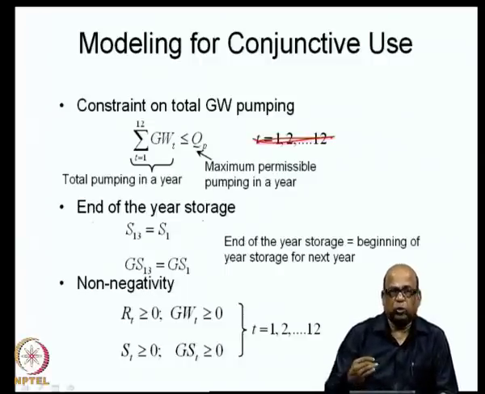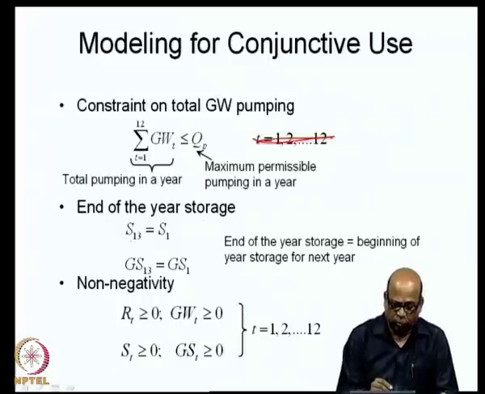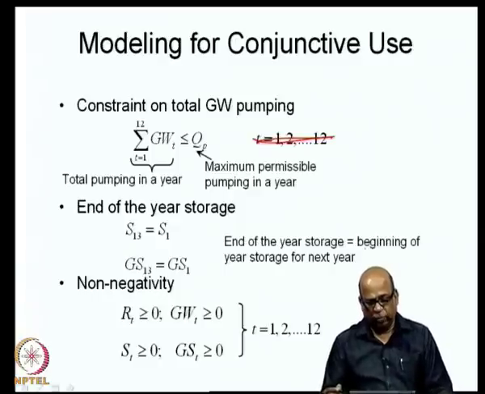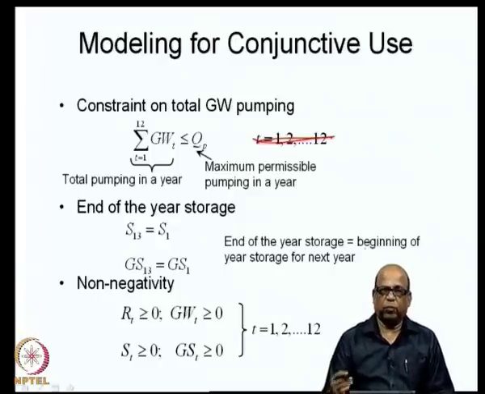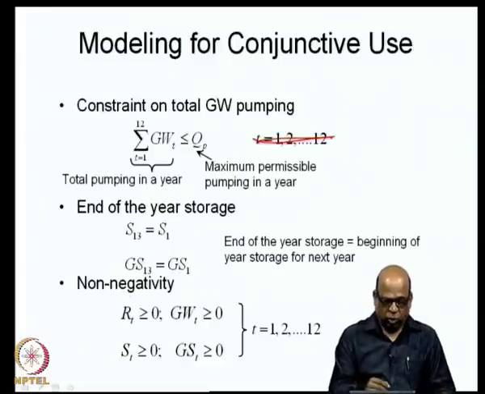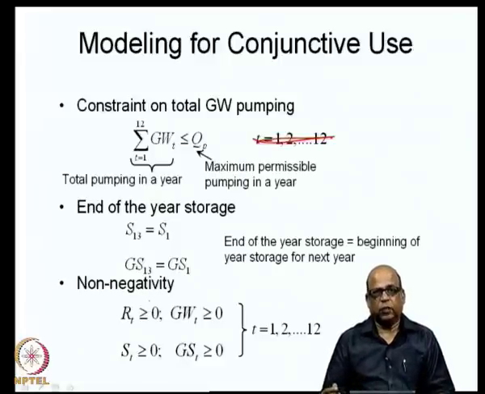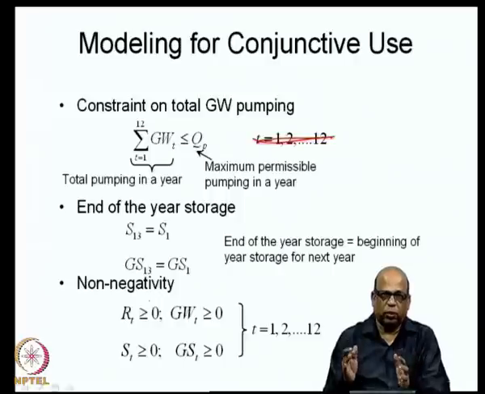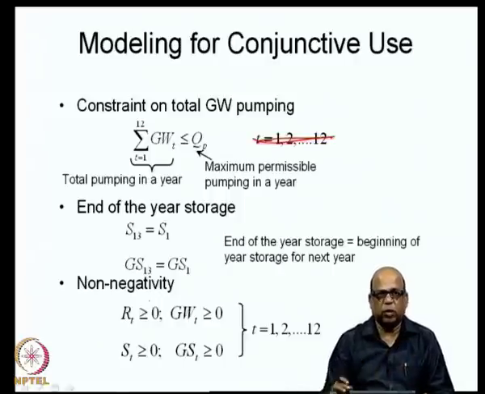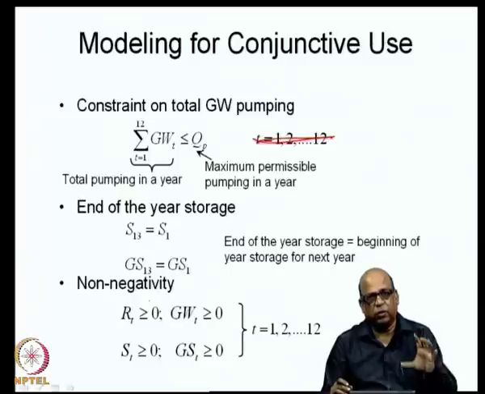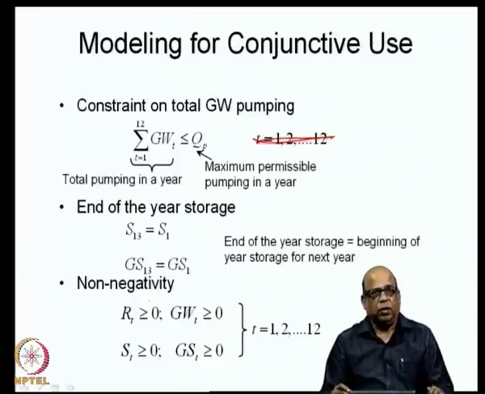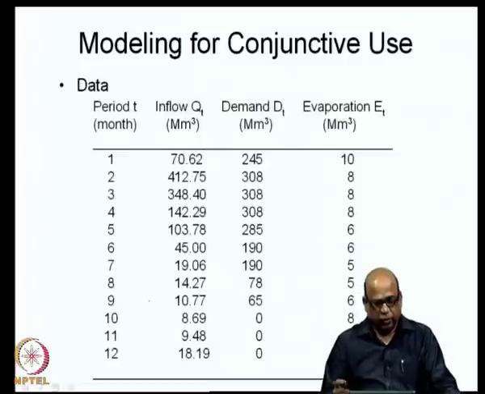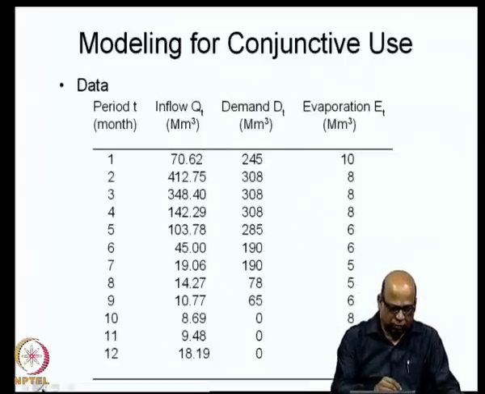And then because you are doing it in a deterministic sense, you will put S13 is equal to S1 and GS13 is equal to GS1 to indicate that end of the period storage is equal to beginning of the storage for next year. And then you also add the non-negativity conditions. So, this is the complete model, although a very simple model. I keep repeating simple because it is all lumped. Groundwater aquifer is lumped, irrigated area is lumped, surface water reservoir including the canal networks, everything is lumped. So, this is the model that we write, and then we will take the example where the data is given like this.